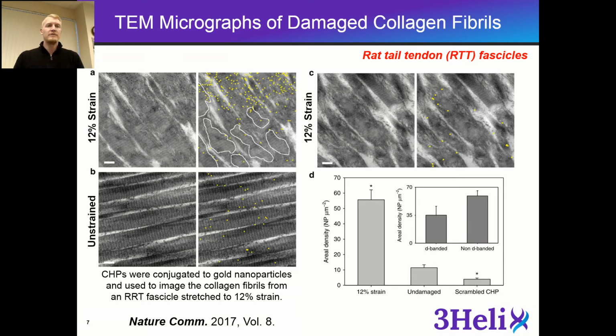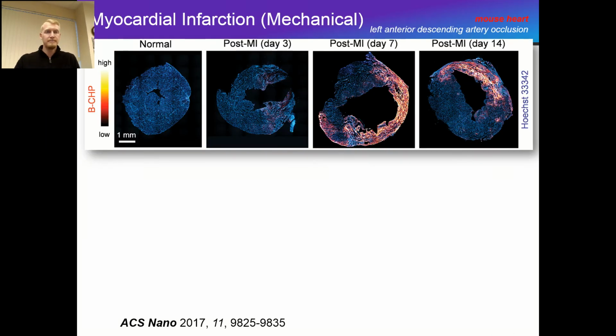So in these examples, this was done in a highly specific manner where we mechanically strained these tissues on purpose, whereas the next example I'm going to talk about is actually a myocardial infarction model. So it's a heart attack, and we can actually visualize the amount of mechanically overloaded tissue from a heart attack within a mouse heart tissue.